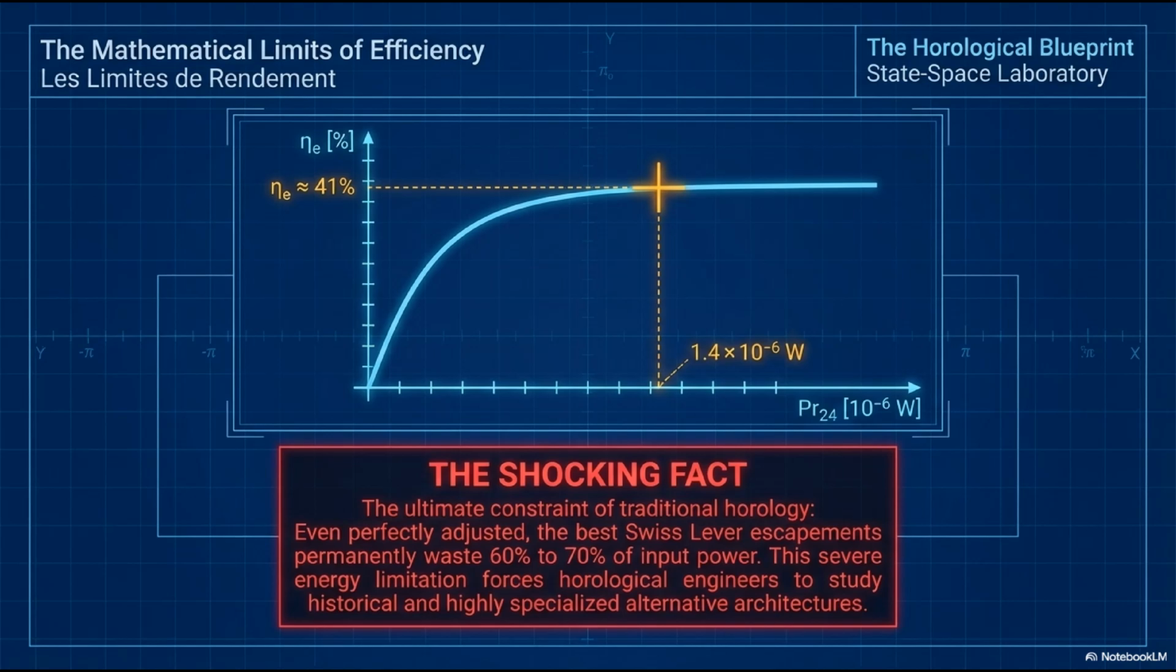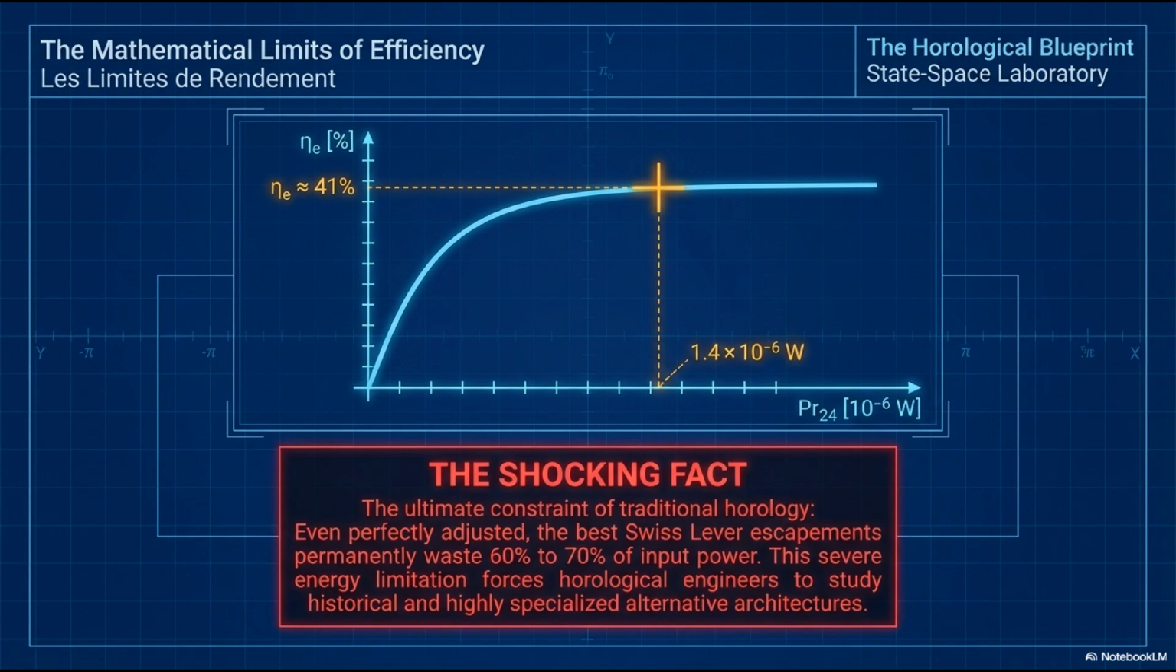The efficiency ceiling is shown here as the FAR diagram, escapement efficiency. ETAE on the vertical axis against available power PR24 on the horizontal axis. The curve rises steeply at low power levels, where friction losses consume a disproportionately large fraction of small available power. As power increases, efficiency improves. Then the curve levels, often plateauing asymptotically at approximately 41%.